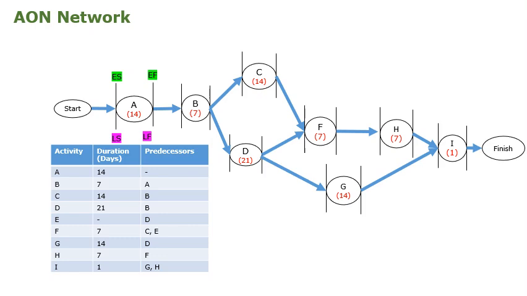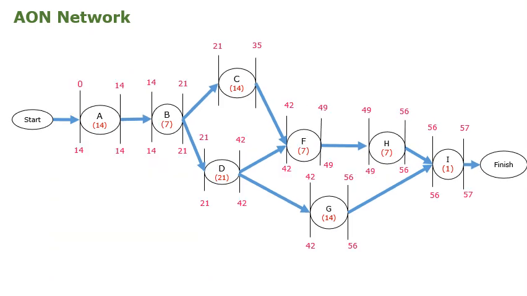For the same problem, the activity on node network can be drawn like this, and the representation is mentioned in the node itself. It means that the activity will be represented inside the node and the duration will be given below activity A, and the representation at every node will have all the event timings. So in this network, the free float or the total float can be easily identified. Thank you.